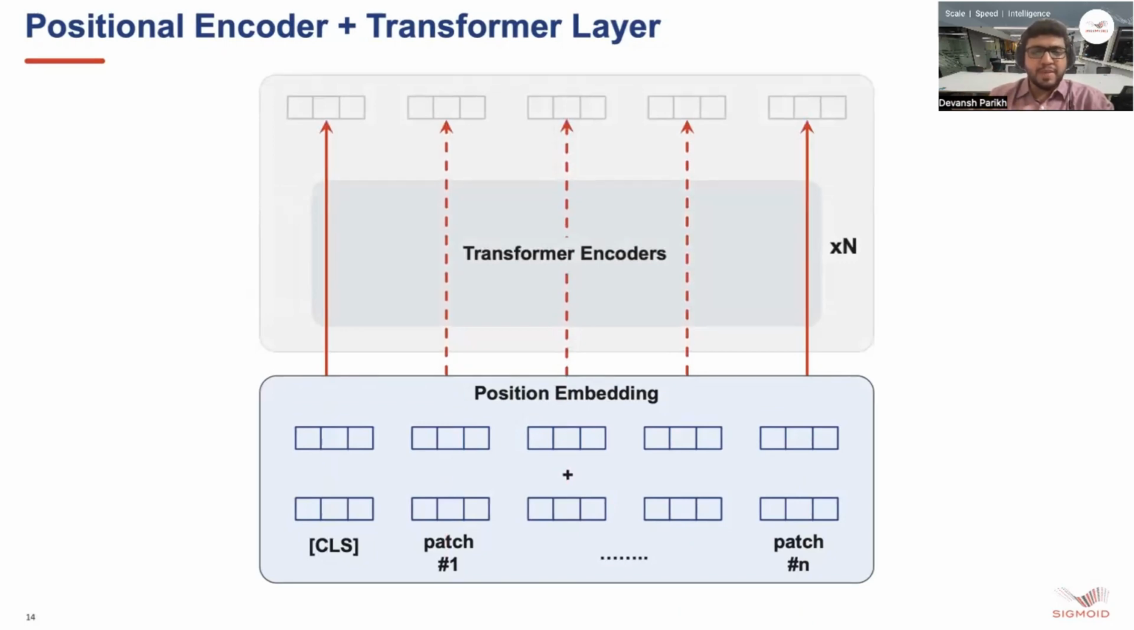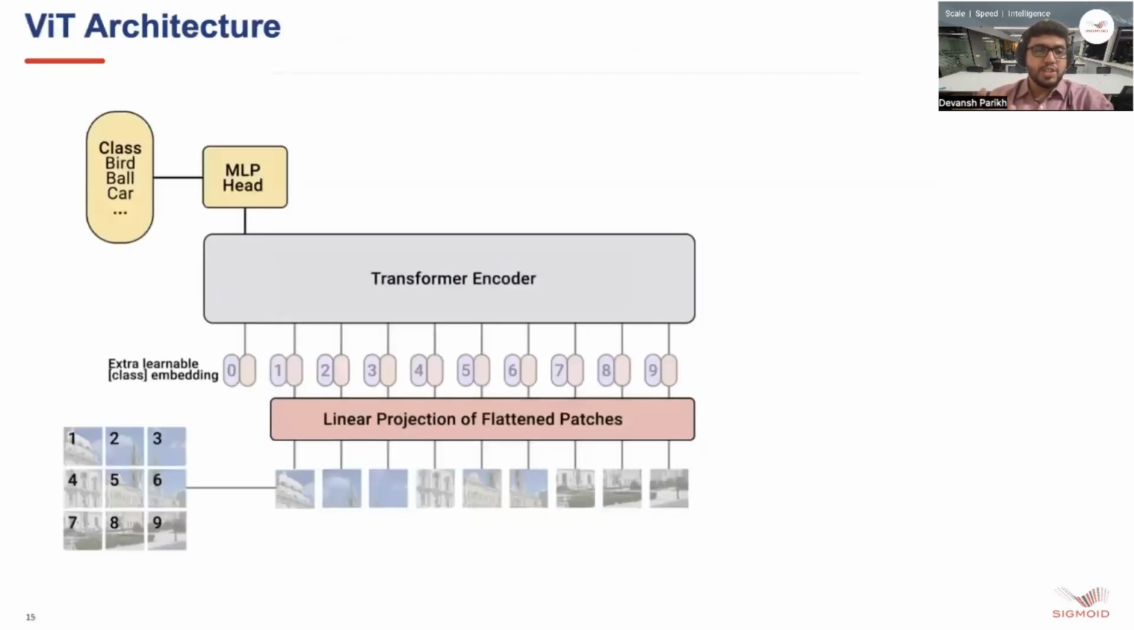The number of transformer encoders depends on the type of ViT model that we are using. Overall, there are three types of ViT models. We have ViT base, which has 12 layers, ViT large, which has 24 layers, and ViT huge, which has 32 layers. And they each have an increasing number of parameters to work with. Finally, this stack of transformer encoders will output the final vector representation of each image patch.